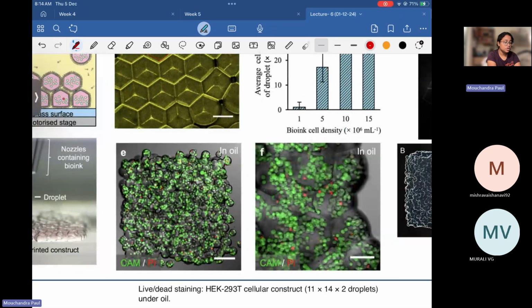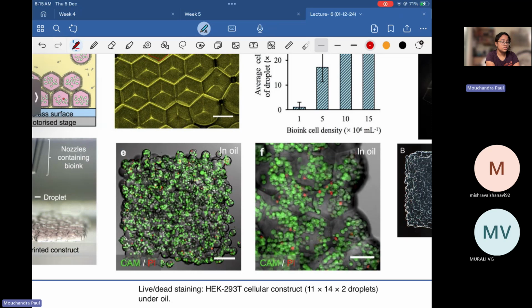Okay, so in this image, you see E and F. This is an image of the cuboidal shaped 3D structure that they made out of droplets. Here, they have stained the live and dead cells with two different dyes. Calcein AM stains live cells green, whereas propidium iodide or PI stains the dead cells red. So this is the imaging that they have done immediately after printing. So they have not transferred it to cell culture media. The printed construct was in oil, then they added these two dyes and then they imaged it.